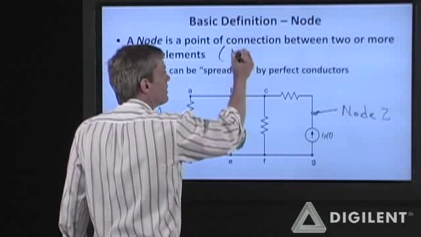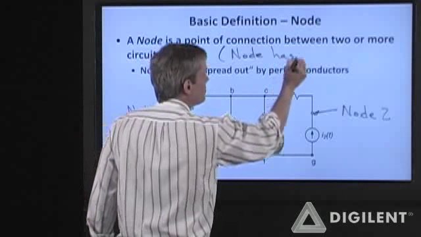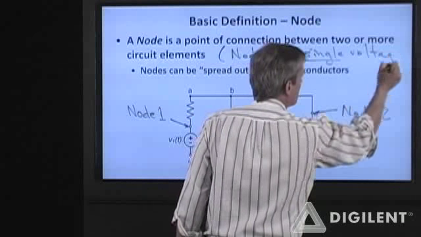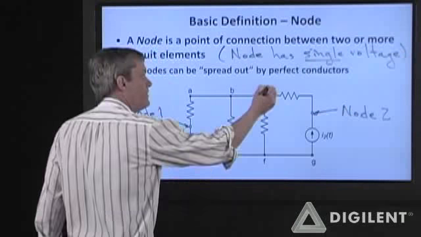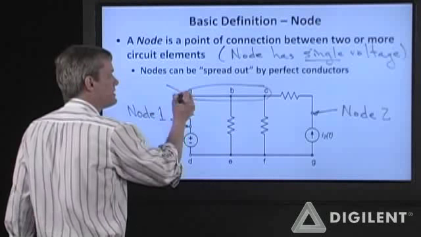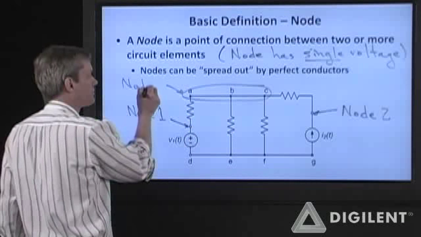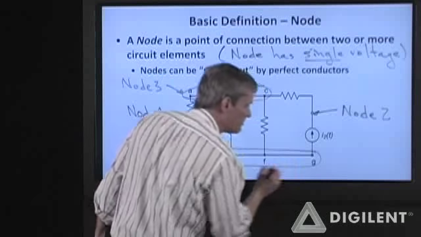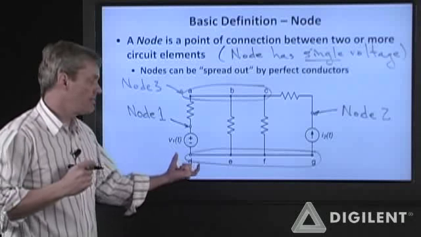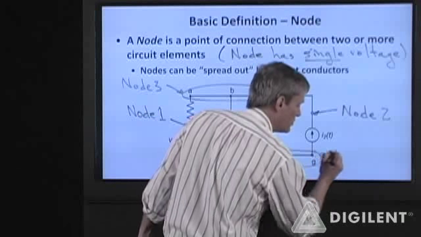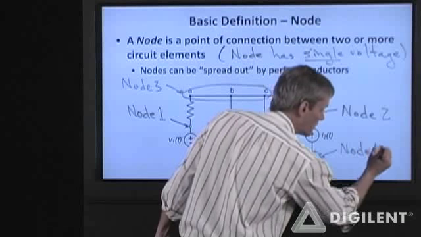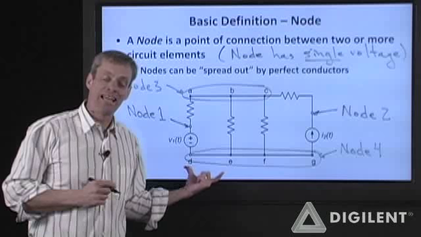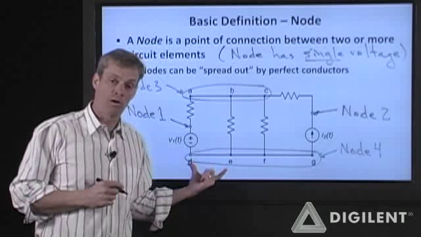So a node has a single voltage. So this whole setup here is a single node. These 4 points which appear to be separated on this schematic are also a single node. So just because they look separated physically doesn't mean that they are electrically isolated from one another or are electrically different in any way.